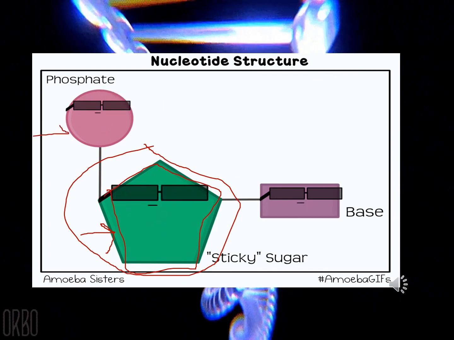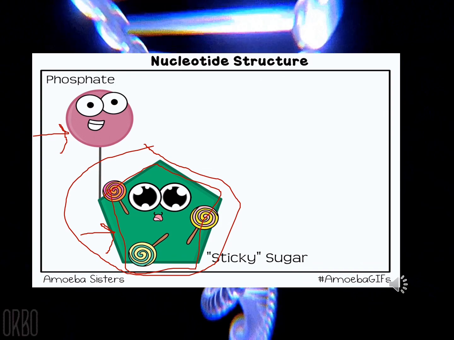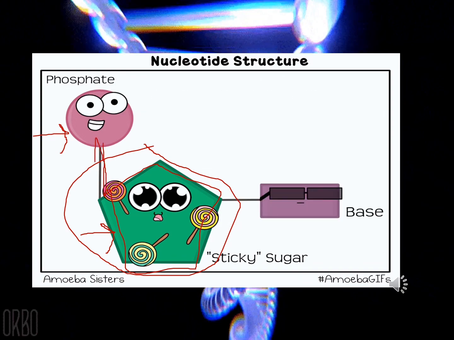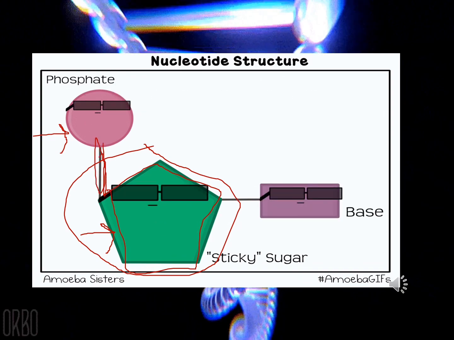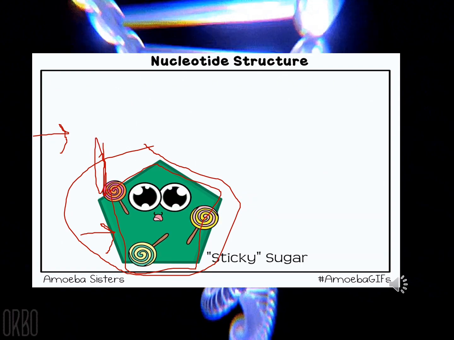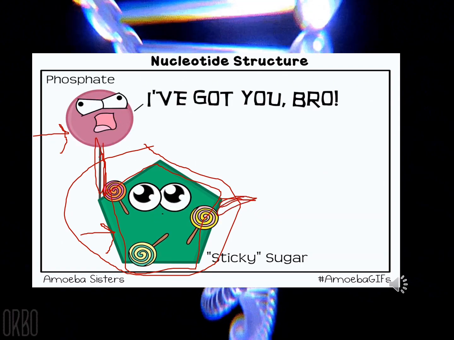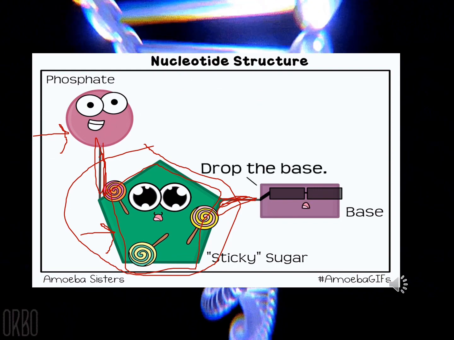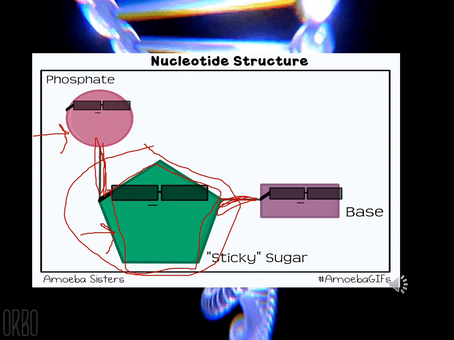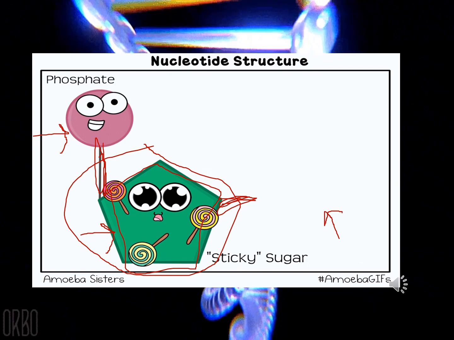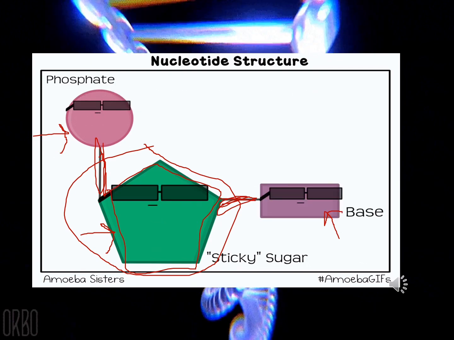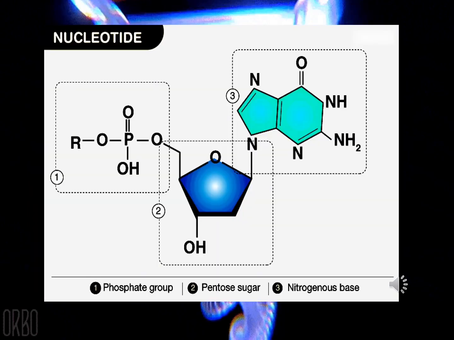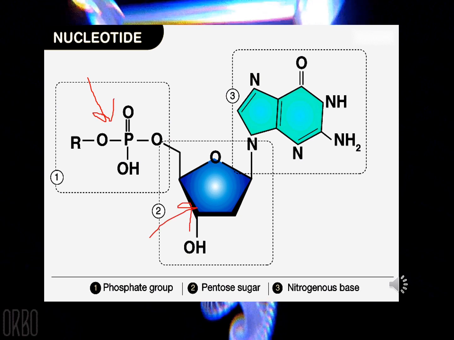The second unit is the phosphate group connected to the sugar. And the third one, connected to the sugar molecule as well, is the nitrogenous base. So number one, sugar. Number two, phosphate. Number three, nitrogenous base. And this is the real structure of the nucleotide: the phosphate group, the pentose sugar, and the nitrogenous base.